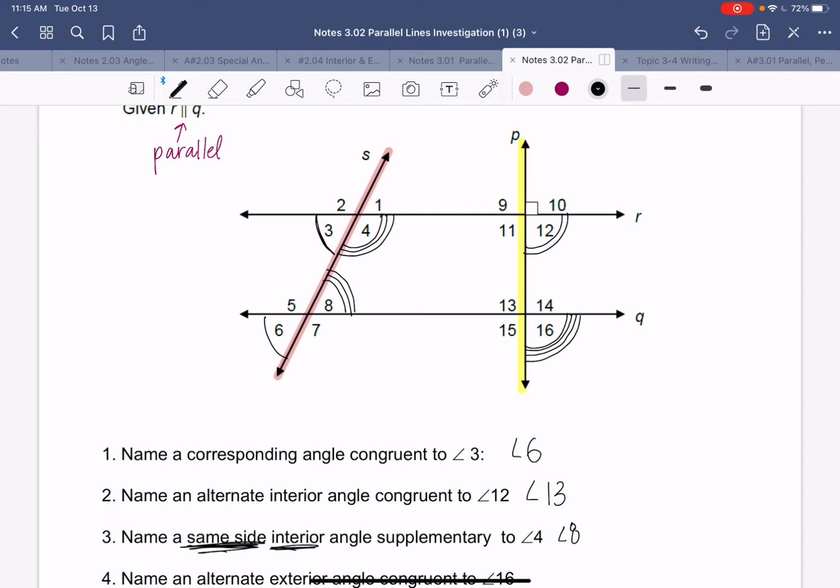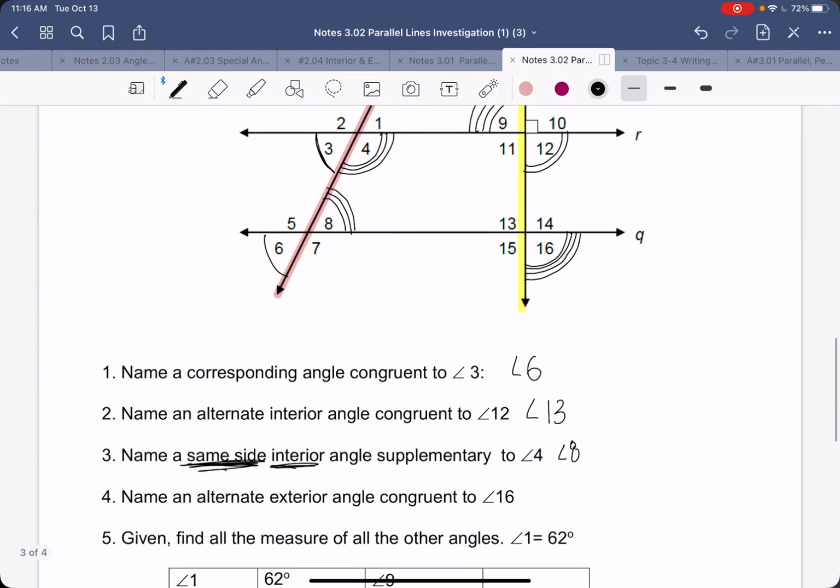Okay, alternate sides of the transversal. So again, 16 is on the right side of P, so I need something on the left side of P, and I want it exterior to the parallels. Okay, so it's going to be angle 9. And by the way, guys, I didn't mention it, but if it starts on one of the parallels, the other angle has to be on the other parallel. It can't be on the same parallel.